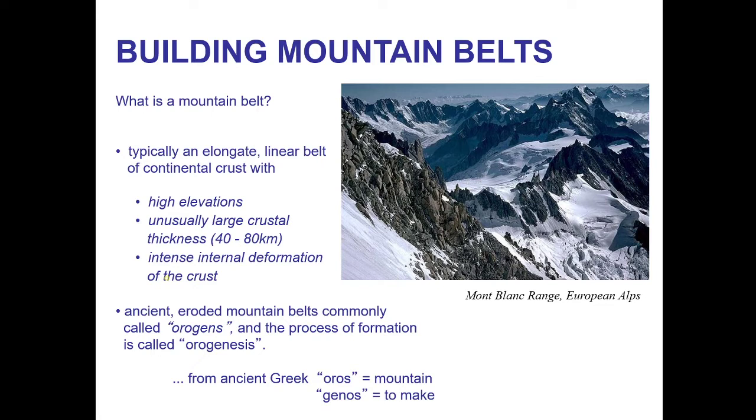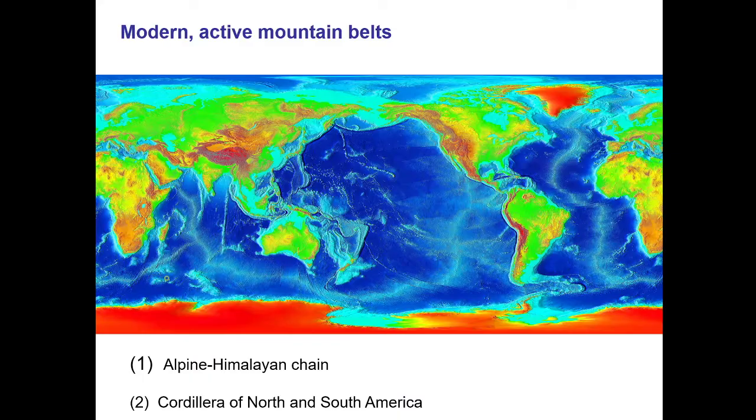So down the bottom there is a neat thing. Ancient eroded mountain belts, commonly called orogens, and the process of formation is called orogenesis. This is from the Greek oros, and genos, meaning to make. So it's to make mountains. Orogenesis or orogeny. We use these words quite often in various different ways, but orogenic is of or related to mountain belts. So anything saying orogeny, orogenic, orogenesis, any of those words means forming mountains. And we use them a lot.